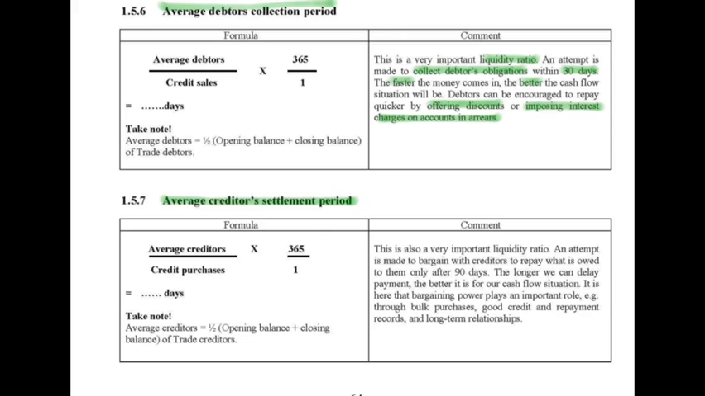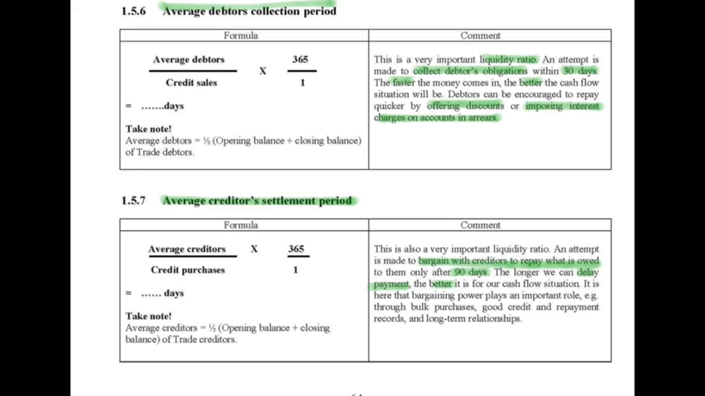This is also a very important liquidity calculation. An attempt is made to bargain with the creditors to repay them within 90 days. The longer we can delay payments, the better it is for our cash flow situation. Because remember, we keep the cash in our hand for longer. That enables us to use that cash for other things first before we need to pay it back to our creditors.